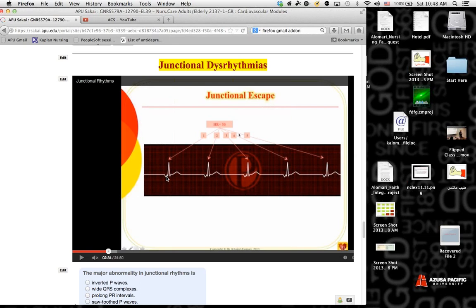You most likely will see two junctional and two non-junctional. Exclude the non-junctional right away. So you have two junctionals, and you have to differentiate between both of them. Mainly it's the heart rate. Calculate the heart rate, and you will know it.